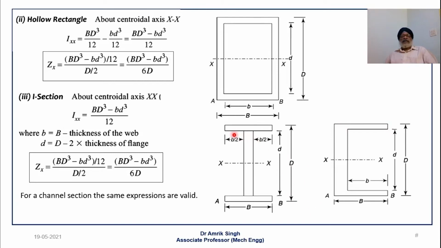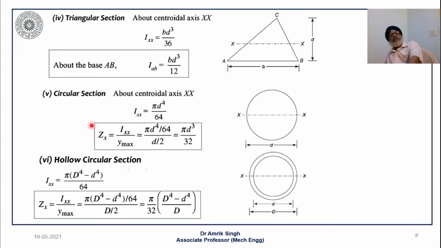For finding the I section, we can calculate the moment of inertia of this rectangle, which has a width b and depth d, and we can take out these two rectangular portions. That will give straight away the moment of inertia. It is a fast way of calculating the moment of inertia.